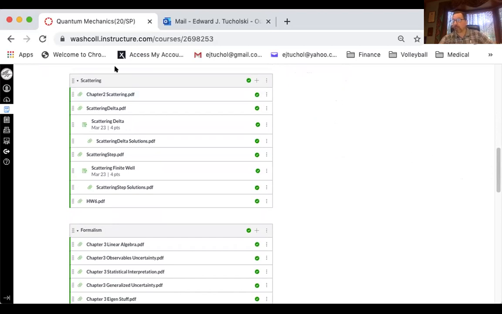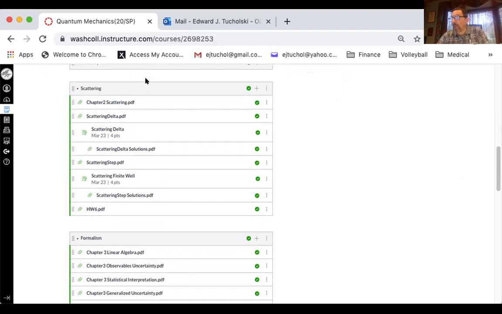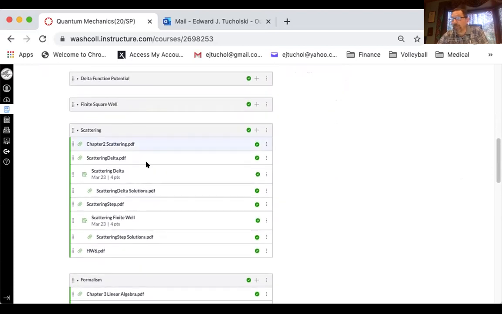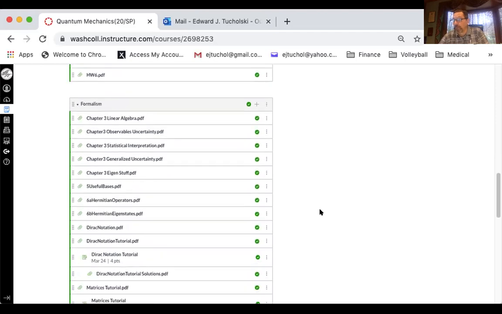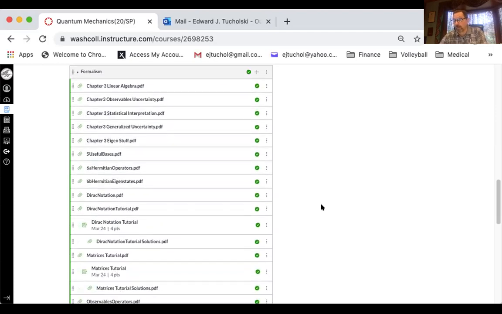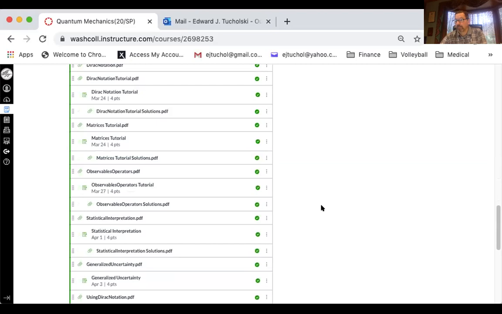The scope: the last midterm went up in chapter 2 right up into scattering, so you should be expecting a scattering problem from chapter 2. And then chapter 3, the formalism, all the linear algebra stuff. And so all these tutorials.